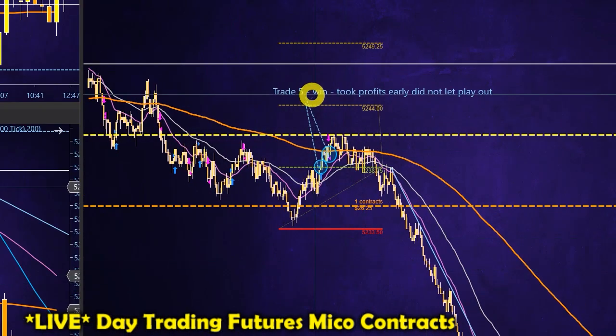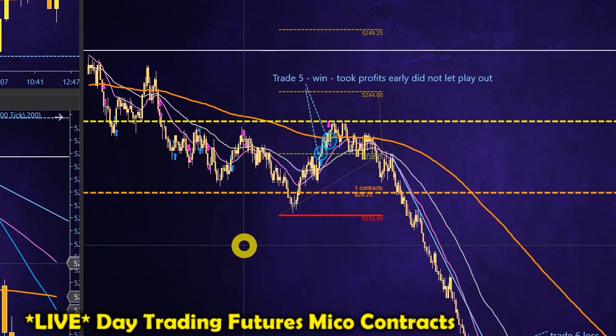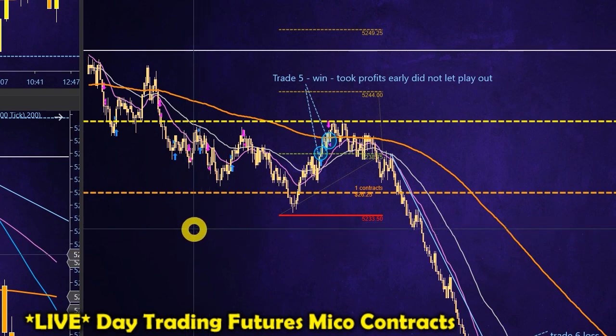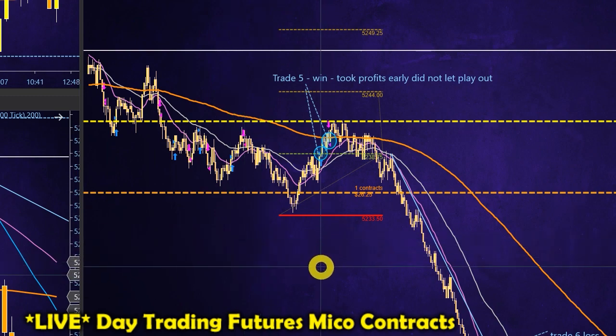Trade 5 did win. I didn't let it play out because sometimes you can't let it trade out. If you're taking a trade that is in your gut feeling against the momentum, or there's something wrong, you can't put your finger on it, it's okay to not let the trade play out in certain situations. Okay, and I think that that's true.